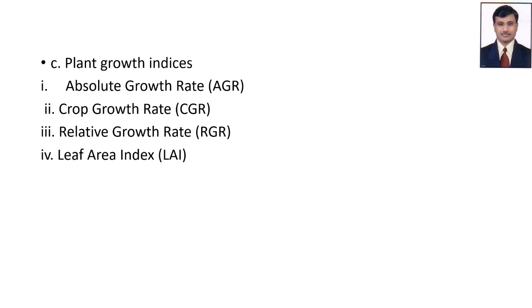Next point, that is plant growth indices. In that point we have to study some sub-points. First one, absolute growth rate. This is denoted by capital A, capital G and capital R. Second one, crop growth rate denoted by capital C, capital G and capital R. Third one, relative growth rate, and fourth one is leaf area index.